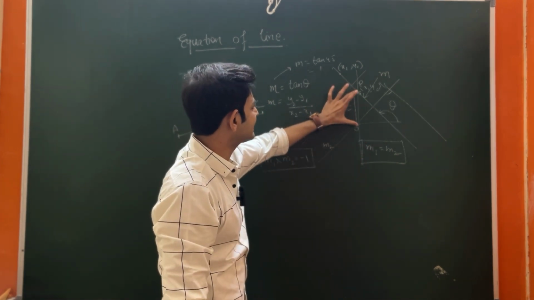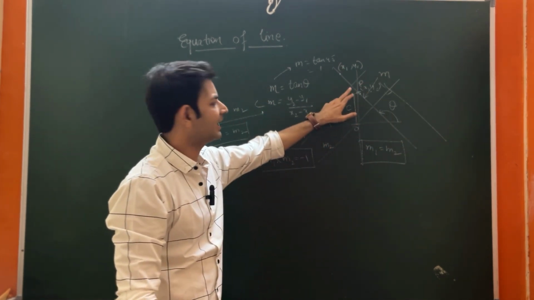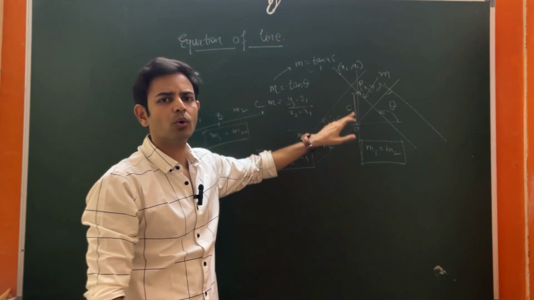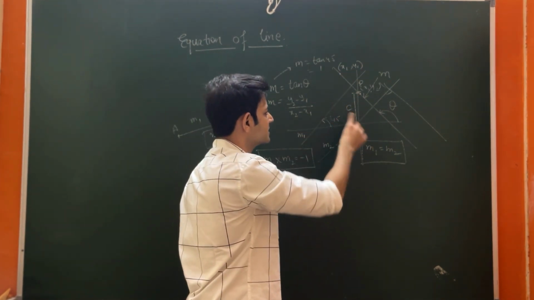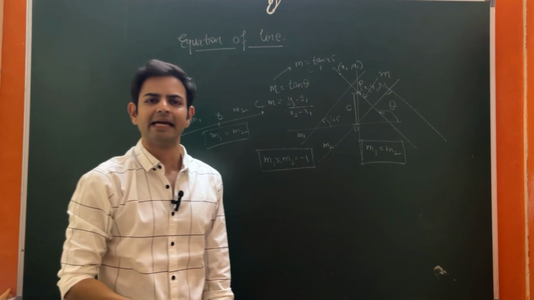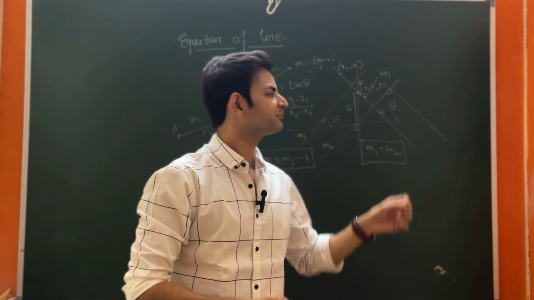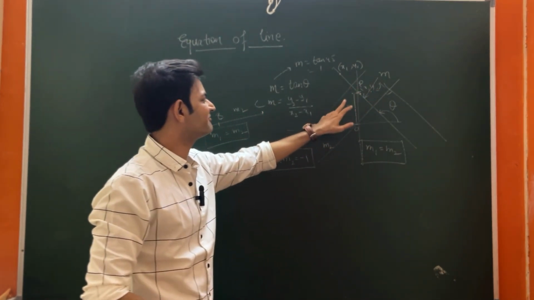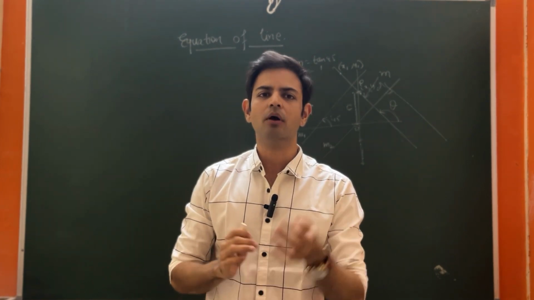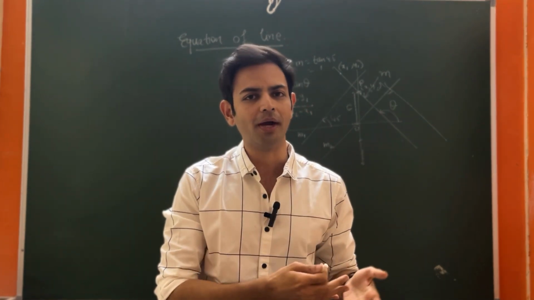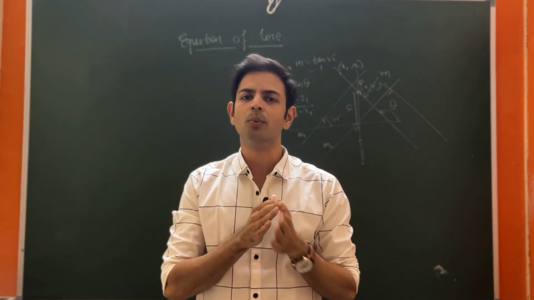So this distance where the line is cutting the y-axis, this distance from the origin is called the y-intercept. This distance is called the x-intercept. So this is the slope, this is the y-intercept. Now using these concepts of slope, intercept and the points, we will find the equation of line.